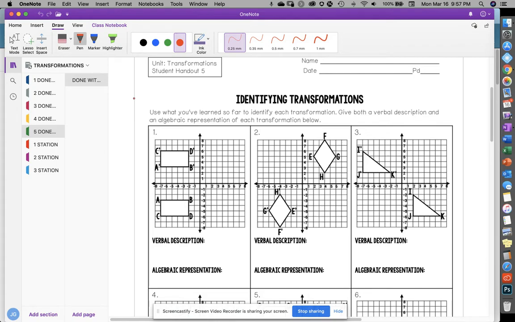All right, this is your last Done with Teacher video. This is on identifying the transformations. So now this is a worksheet where they're putting all of the different transformations together. So we need to identify what's going on.